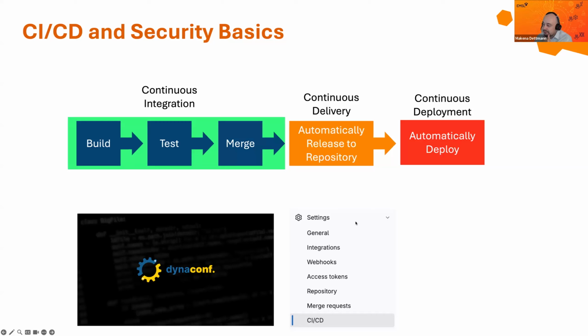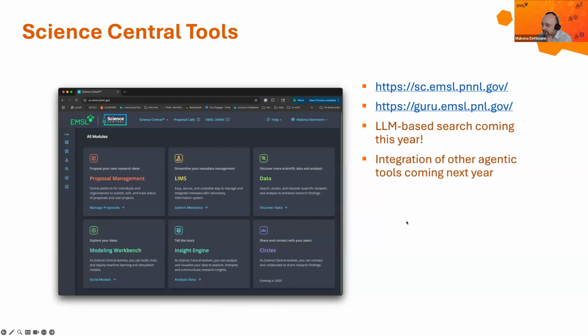So now I'm going to switch over to some of the current work with Science Central, as well as the BER integration. So here are some tools that we've launched. Science Central is sort of our all-in-one platform. It's got places where users can spin up Jupyter notebooks on our infrastructure. You can explore our data. You can submit a proposal.